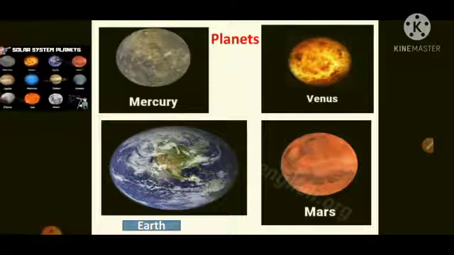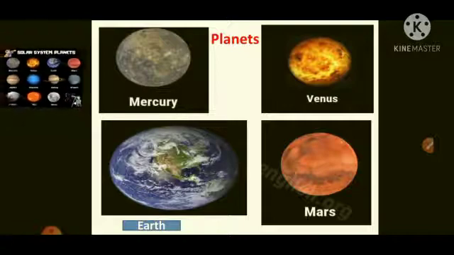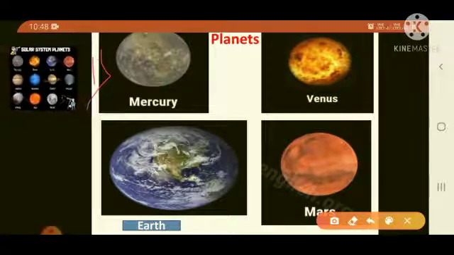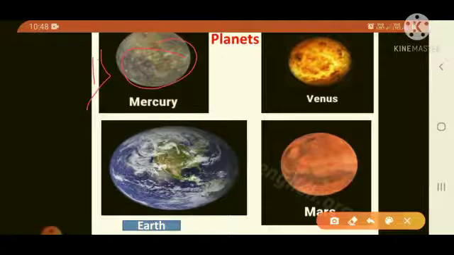Next we will discuss them one by one. First planet is Mercury. It is the smallest of the 8 planets. It is the nearest planet to the sun. It is very hot during the day and very cold at night. It moves faster than any other planet.